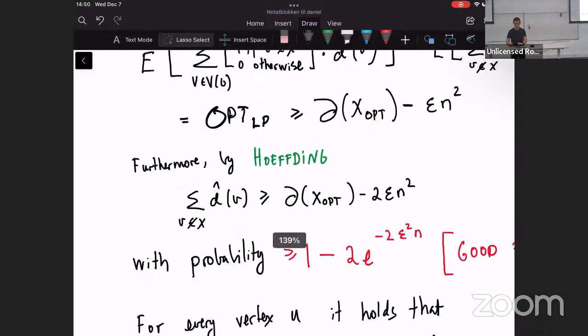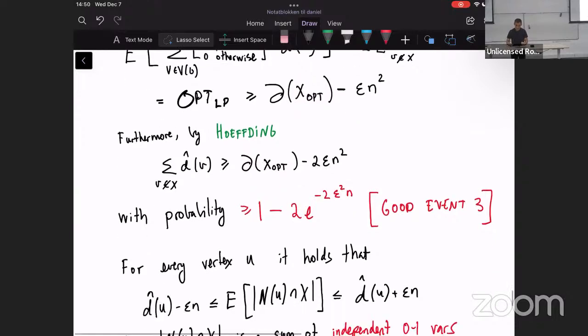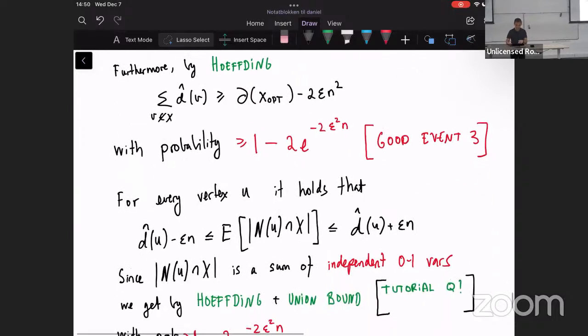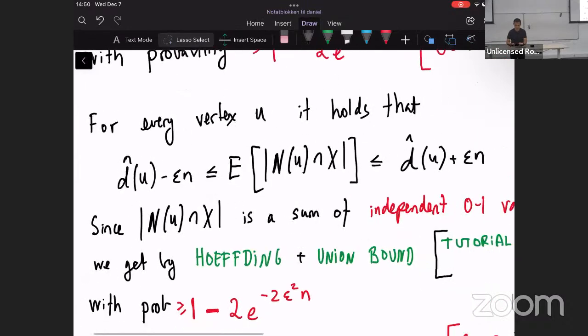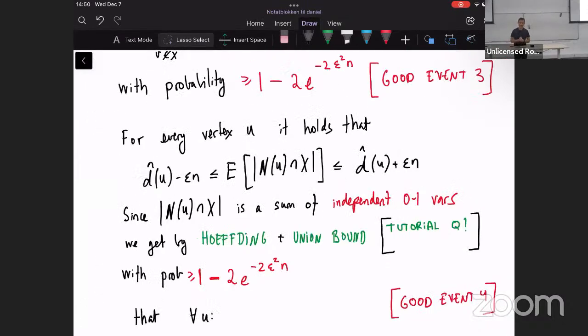Okay. Now, let's say that this is the good event 3, and now the only thing we're left to prove almost is that for every vertex U, it holds that its degree into this rounded set is fairly close to the estimated degrees.